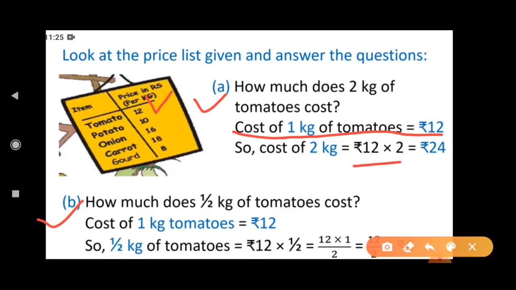So we will get rupees 24. Next question: how much does half kg of tomatoes cost? So here cost of 1 kg tomatoes is equal to rupees 12. So for half kg of tomatoes, we have to multiply 1 upon 2 with 12. So 12 ones are 12 upon 2. So 12 by 2, we will get rupees 6.